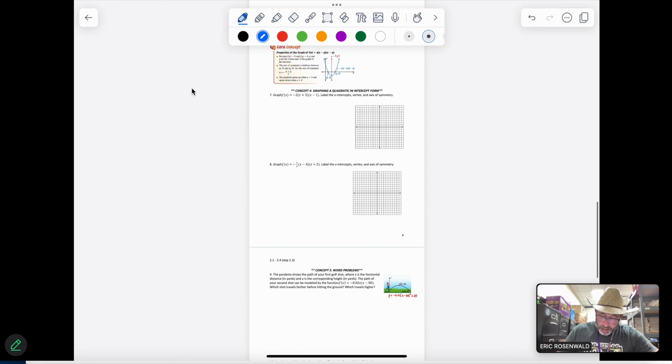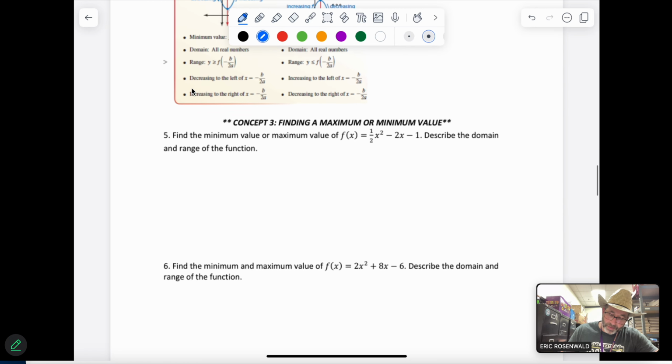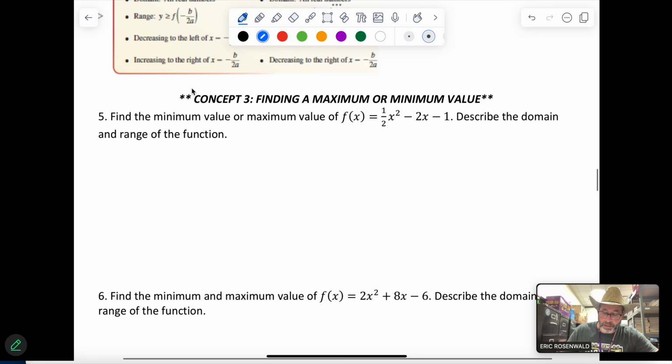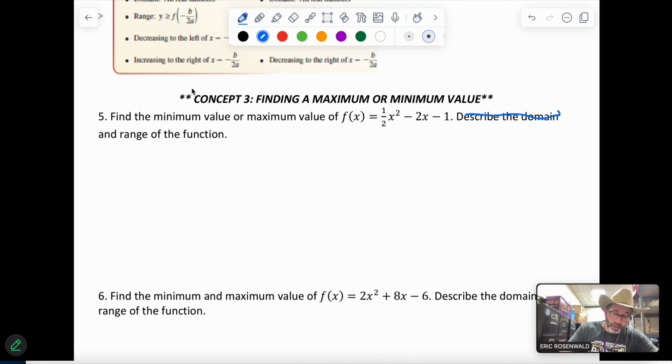Okay, so working on number 5 here. Again, this is just determining the maximum or the minimum. We're going to go ahead and skip the whole domain and range portion of this. We're just doing the maximum minimum, which is also known as the vertex. Okay, so we get x equals, it's going to be negative b divided by 2a.